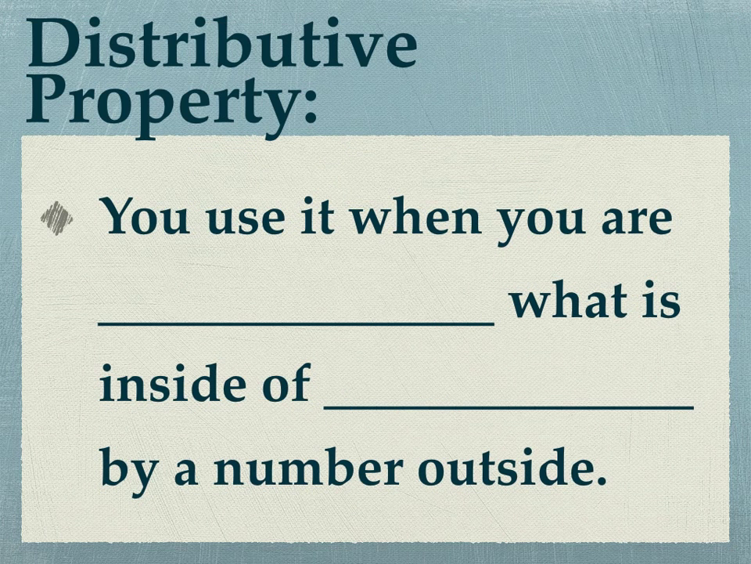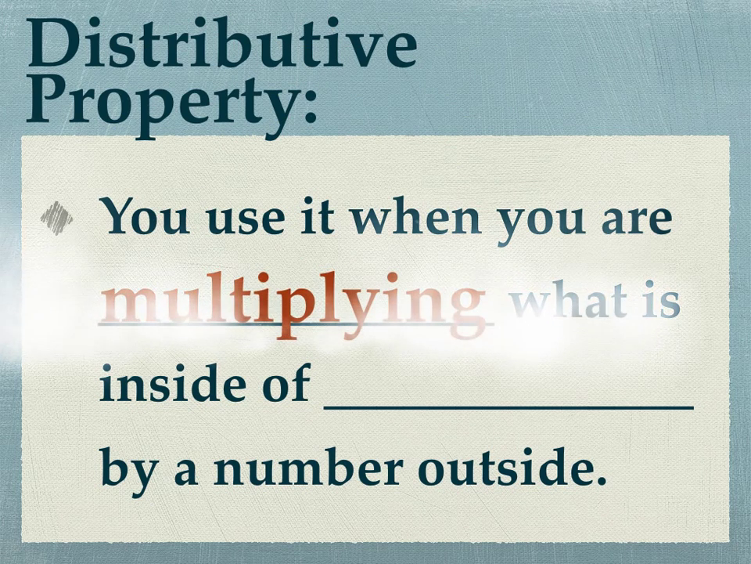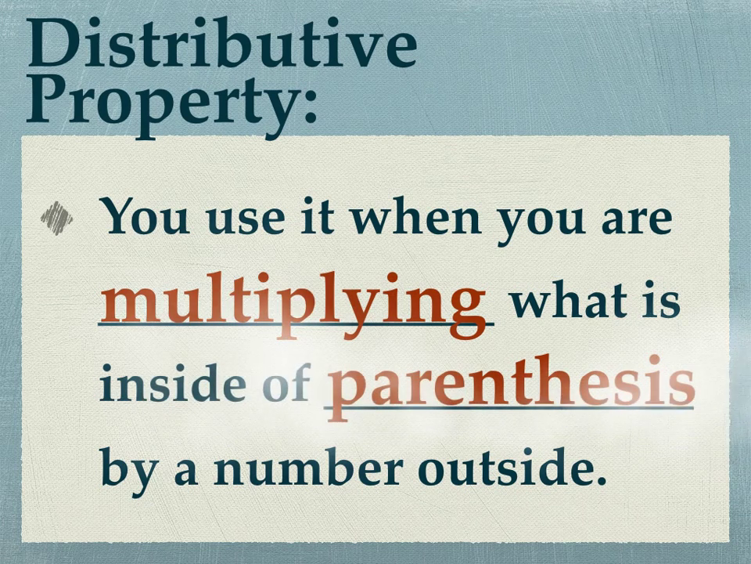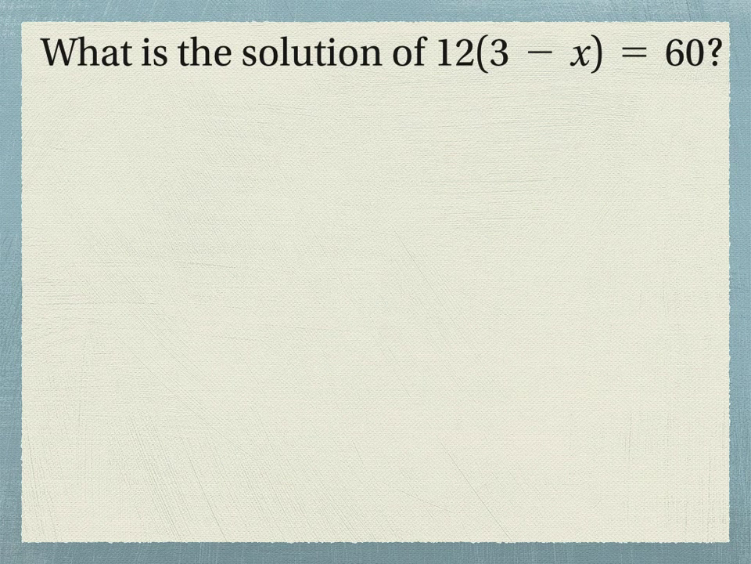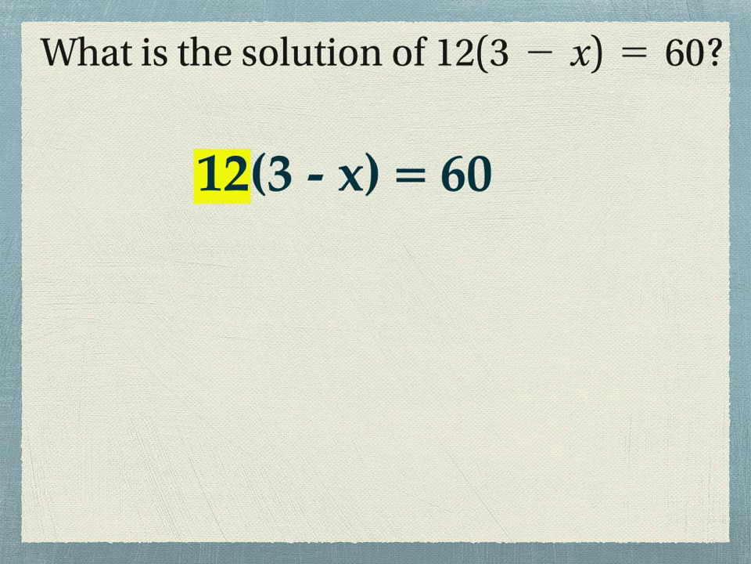The last thing we need to look at today is the distributive property. We're going to use the distributive property when you multiply what is inside of parentheses by a number or a term on the outside of the parentheses. So the example that we're going to use says, what is the solution of 12 in parentheses 3 minus x equals 60? So we're going to look at the equation. 12 is the term on the outside of the parentheses. There's a 3 and a negative x on the inside. So we need to take everything on the inside of the parentheses and multiply it by 12.